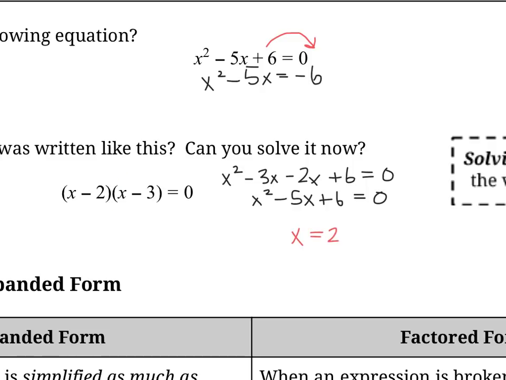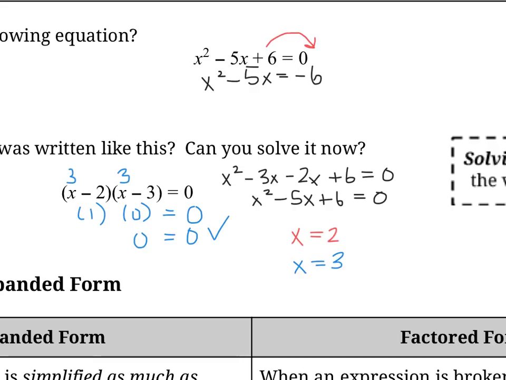Can you spot another solution to this? What if I put in a 3 here? If I put in a 3, 3 minus 3 will make 0. If I put in another 3 here, 3 minus 2 will make 1. It doesn't matter what that number comes out to, because 1 times 0 will make 0. So that means that this is also a solution. x is equal to 3.